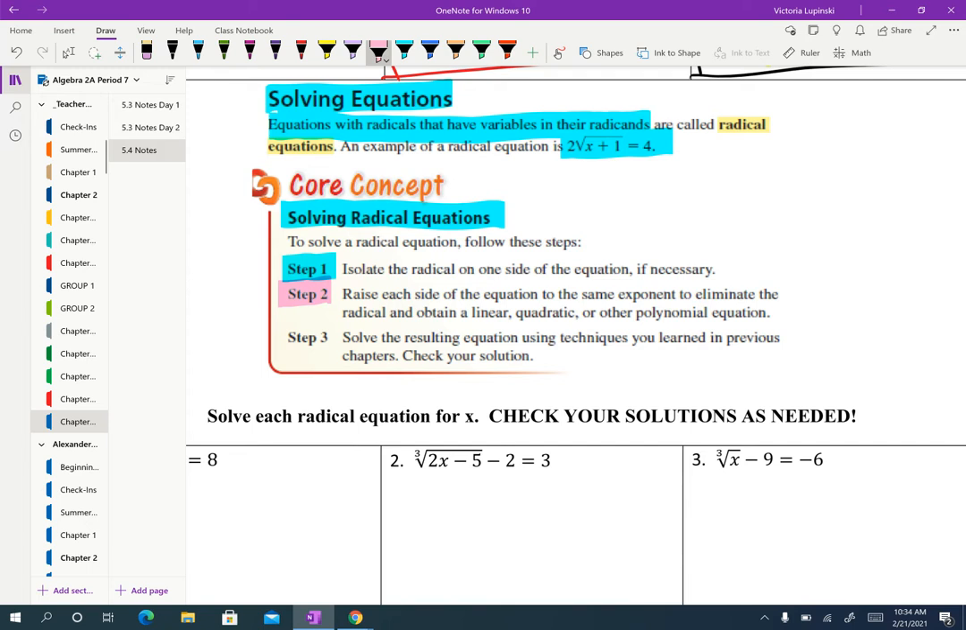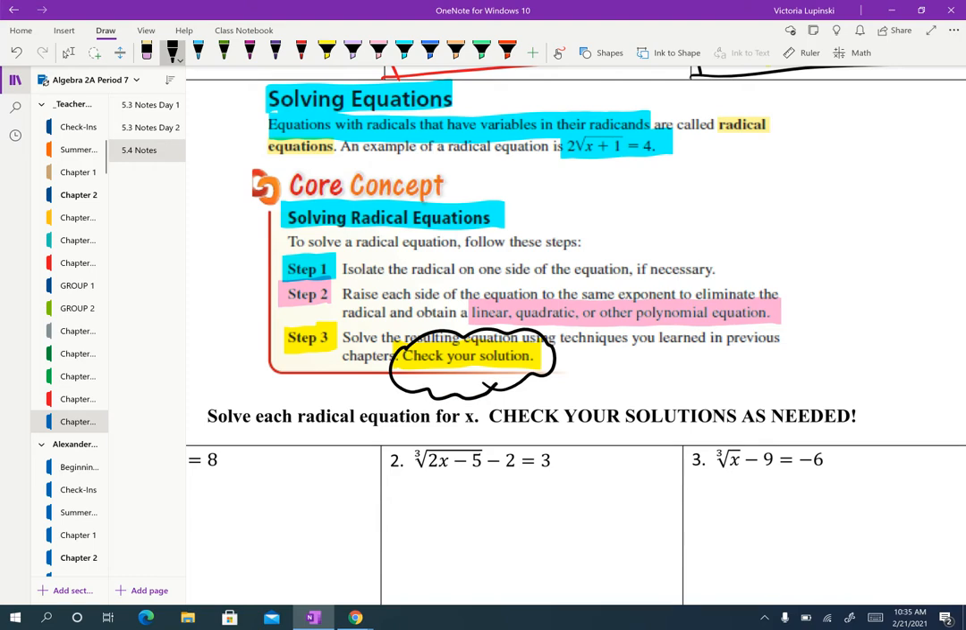Then step 2, raise each side to the same exponent to eliminate the radical, and you're either going to get a linear, a quadratic, or some other polynomial equation. Step 3, solve the resulting equation using techniques you've learned in the past, and then check your solution. So check your solution is kind of the important thing to point out here.